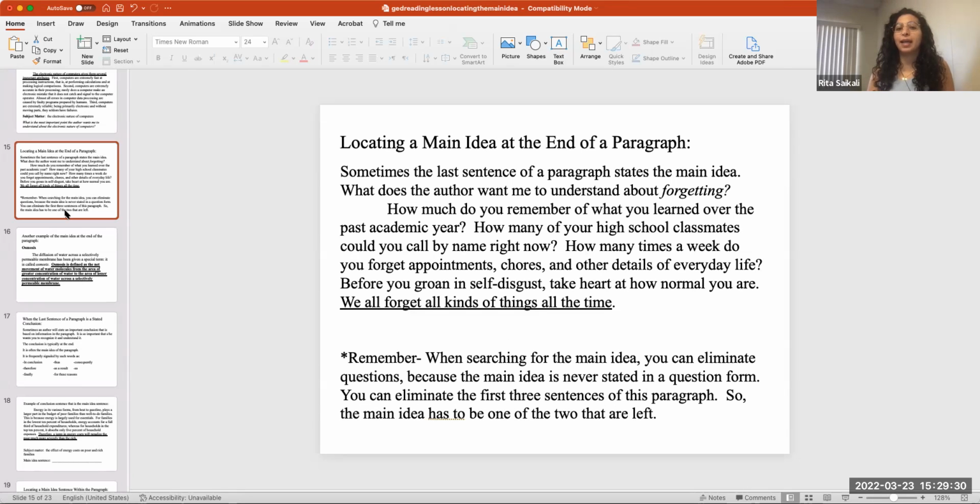So, locating the main idea at the end of the paragraph. Typically in a paragraph, when you're writing in English, you have to have a topic sentence and a concluding sentence. And a topic sentence and a concluding sentence usually repeat, right? It repeats or gives us a summary of the main idea. So you can also look at the end of the paragraph to find out what it is about. Yeah? So let's take a look at this one.